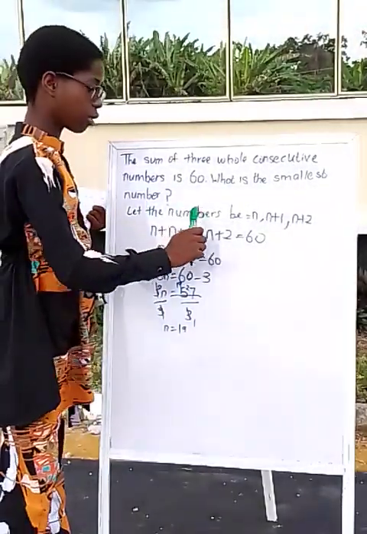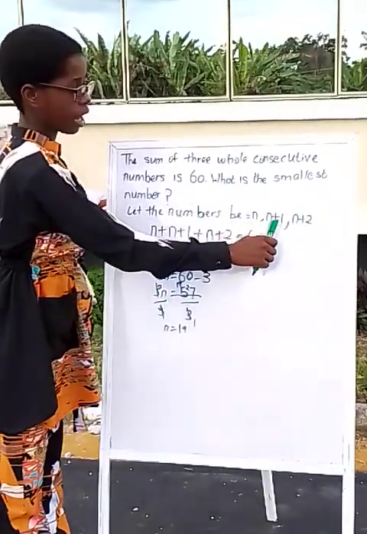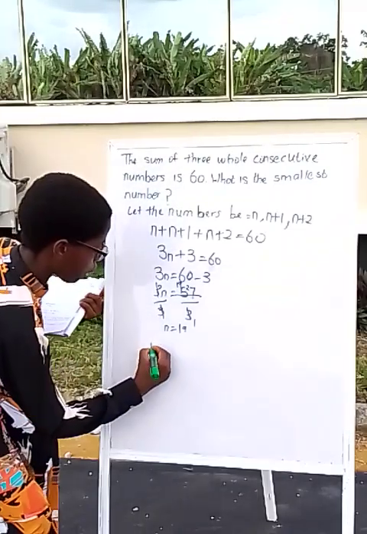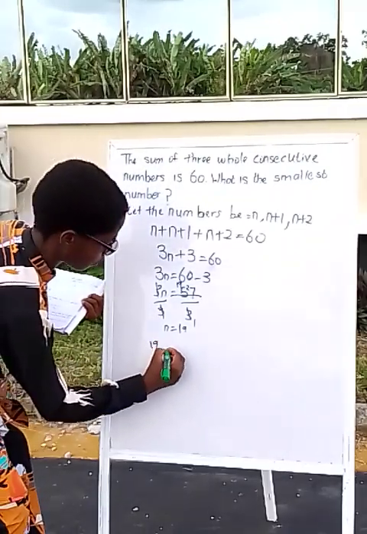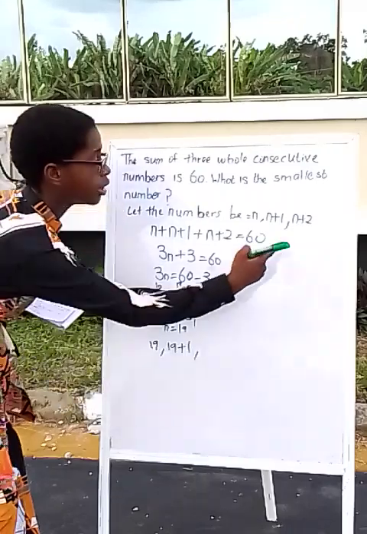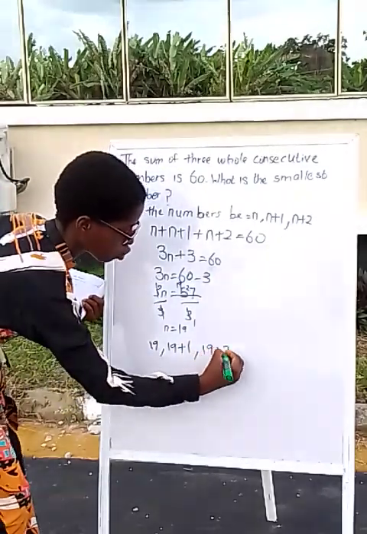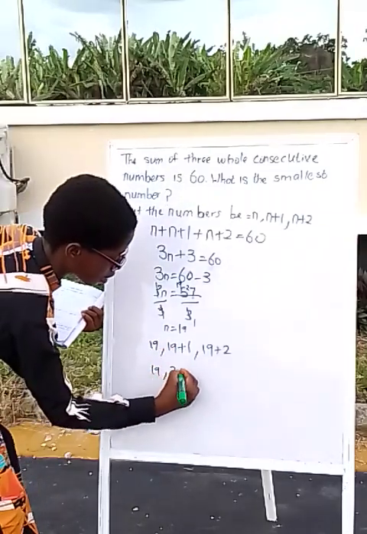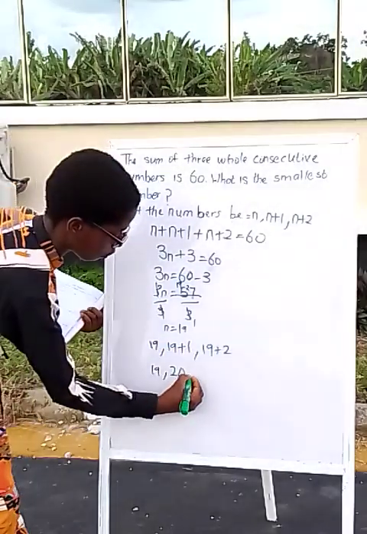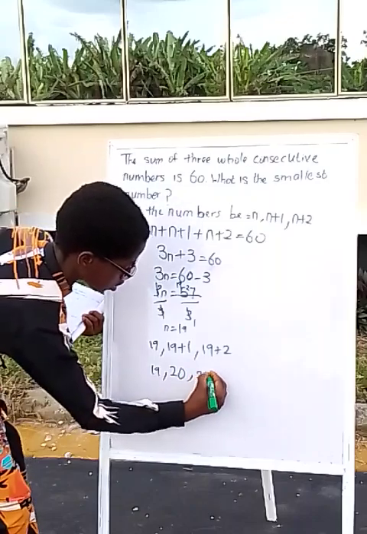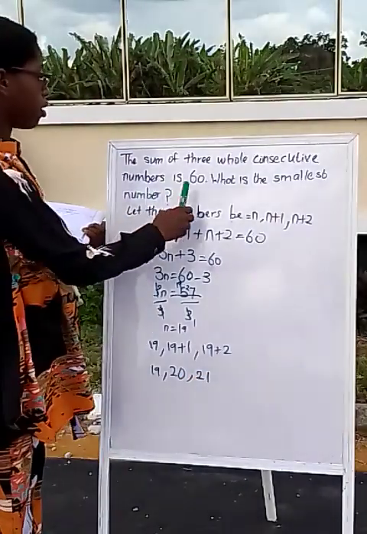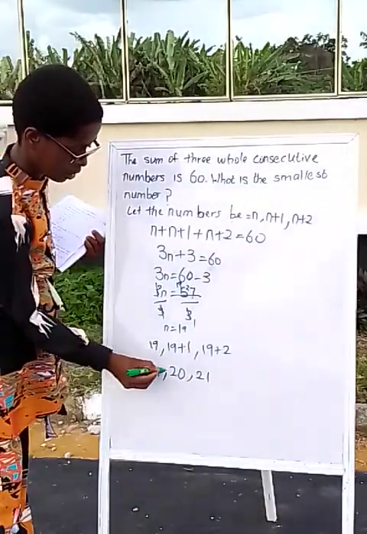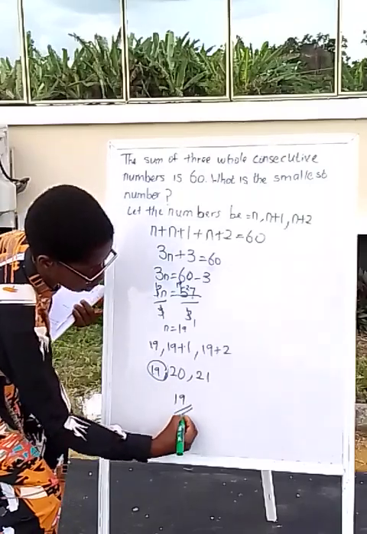So now, since the numbers are n, n plus 1 and n plus 2, and we've gotten our n to be 19, we are now going to have 19, 19 plus 1 and 19 plus 2. So 19 plus 1 is 20, 19 plus 2 is 21. Now, remember, we are asked to find the smallest number, and the smallest number in this set of numbers is 19. So 19 is our answer.